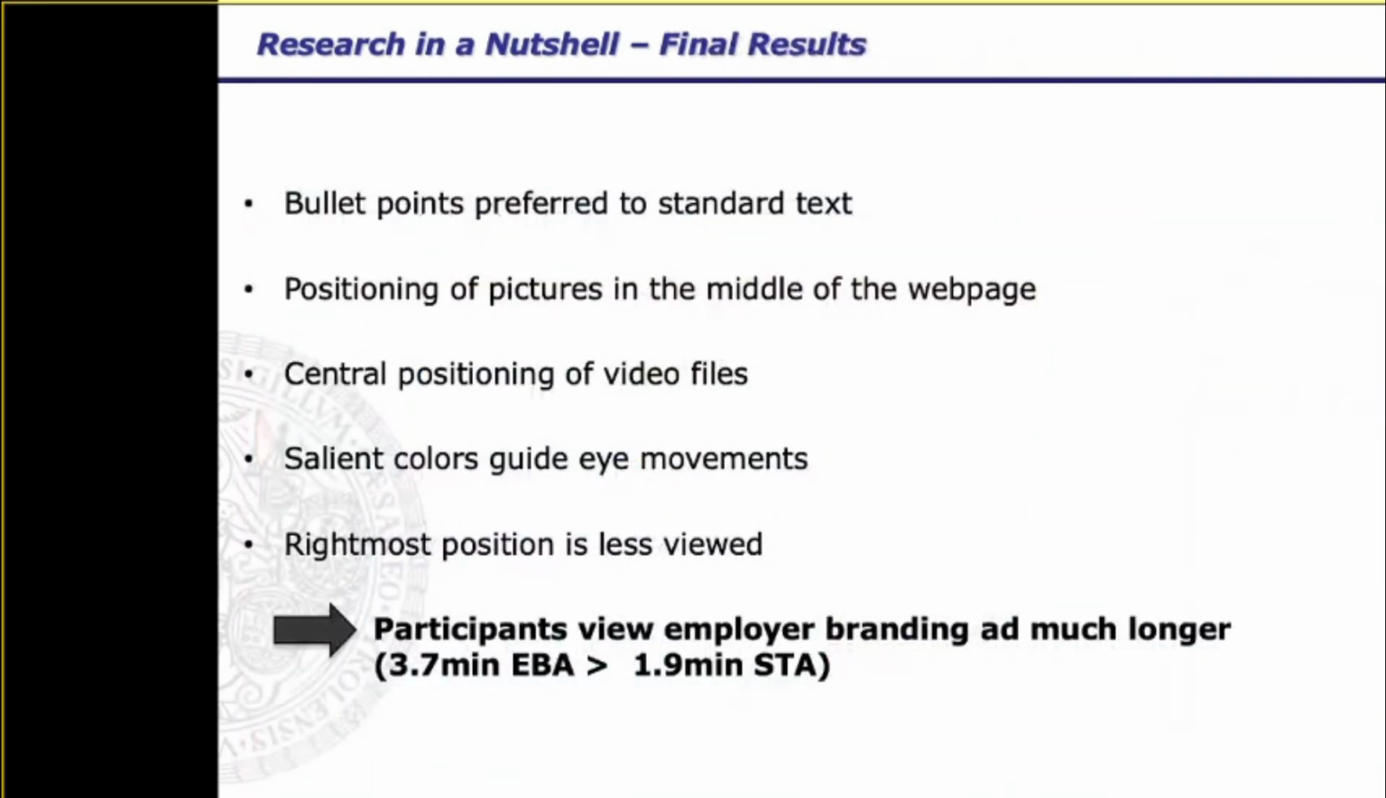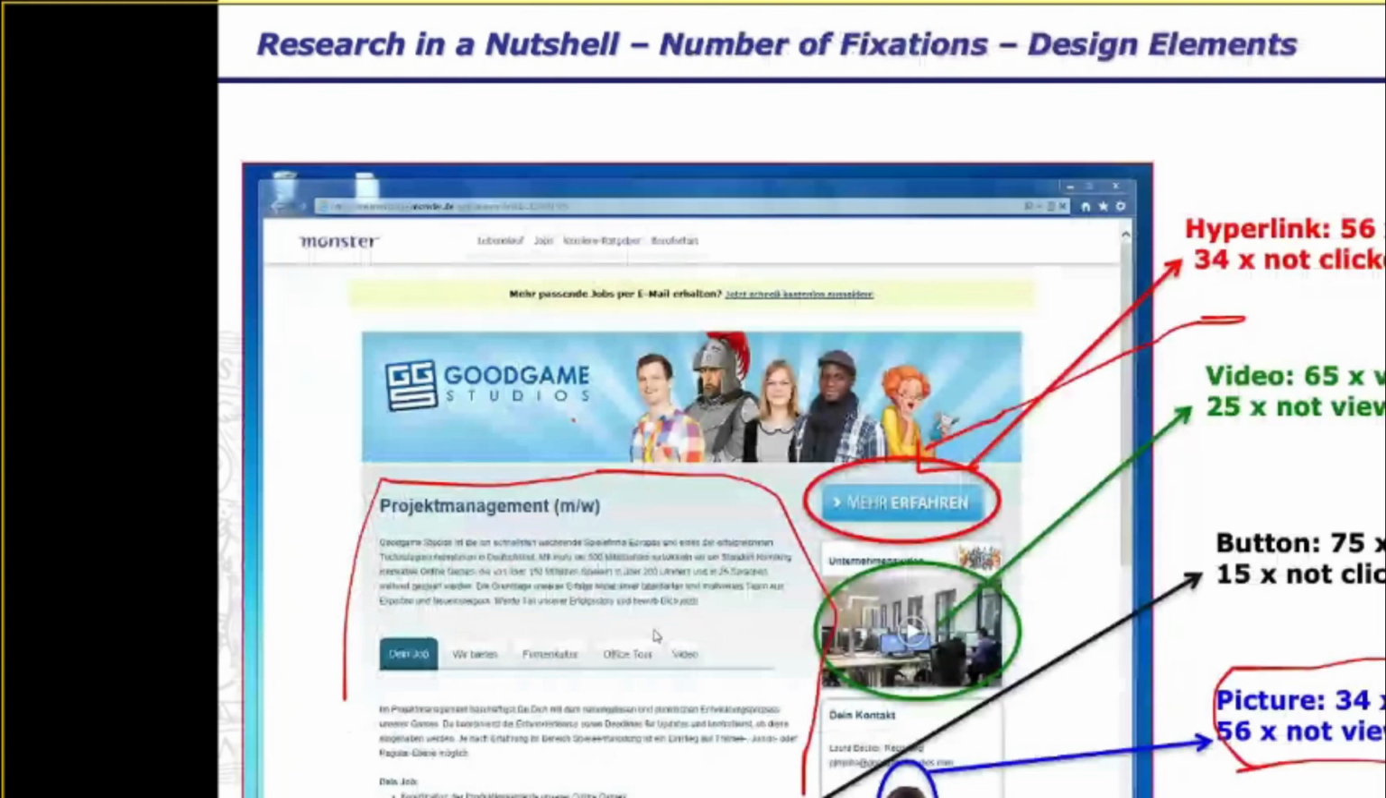Good. What were the final results based on that? In general, we've seen that, yes, standard text that you have to scroll is difficult. Also, the positioning of pictures has to be more in the middle of the web page, because we uncovered that there's seemingly a huge difference between regular text pages and pages with interactive elements in how people look at them. So the positioning of the elements plays a role. In particular, that was related to the video files and central positioning of the video files.